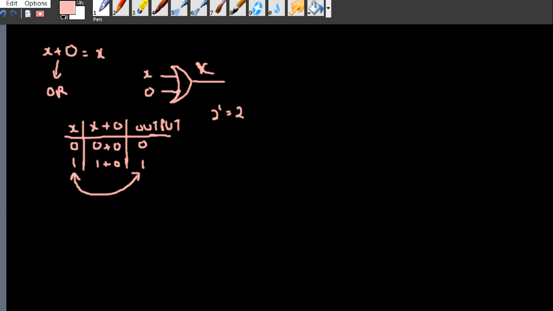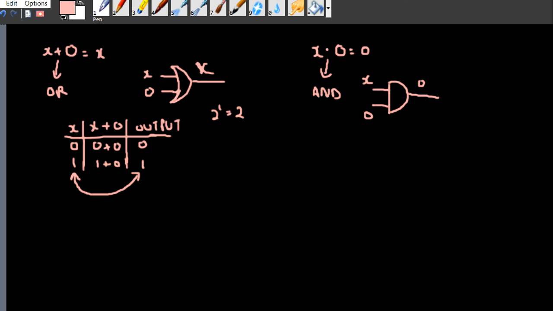Now let's talk about the second property of 0: x into 0 is always 0. You know that this dot stands for the AND gate. So what does this mean? You have an AND gate and you are giving it two inputs, which are x and 0, and your output is always going to be 0 or false, whatever you want to call it. 0, false, off, they all convey the same meaning.